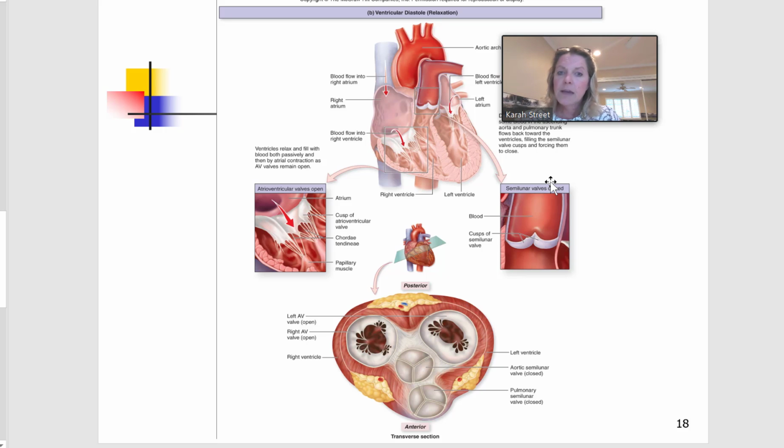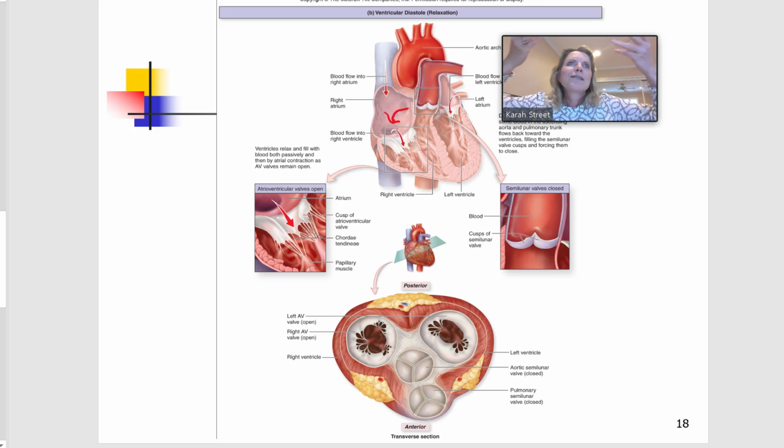On the right side of the heart, we see blood returning to the right atrium from the superior vena cava and the inferior vena cava. And there's a missing red arrow. There's also blood coming from the coronary sinus, from the back of the heart in. On the left side, we see blood coming back through the paired pulmonary veins, bringing oxygen-rich blood into the left atrium.